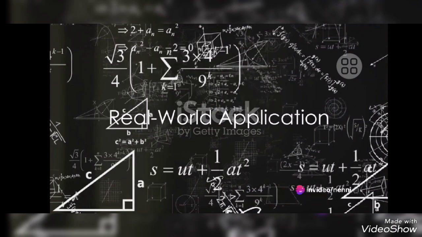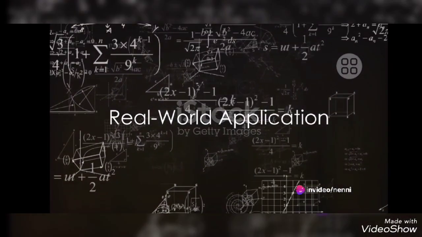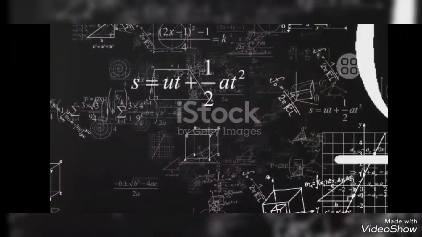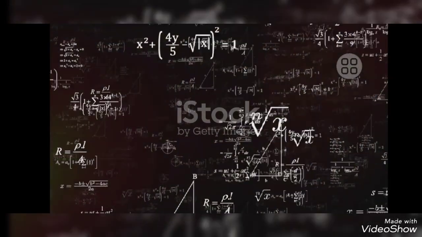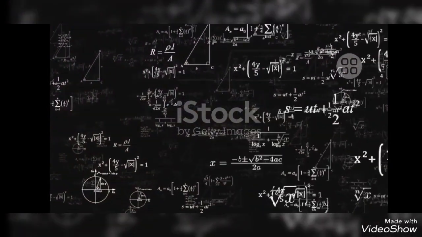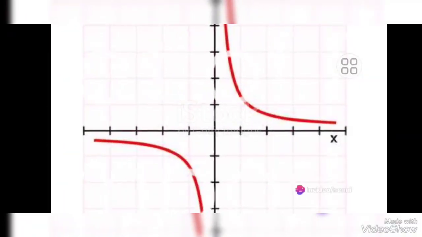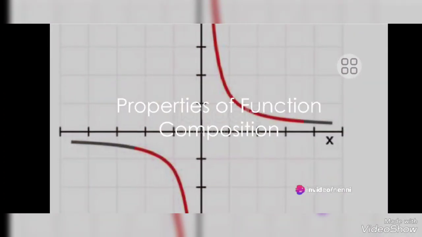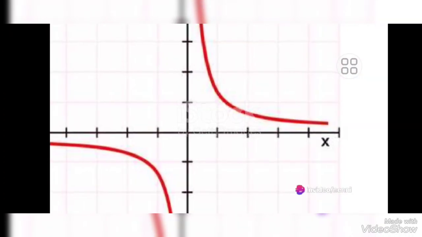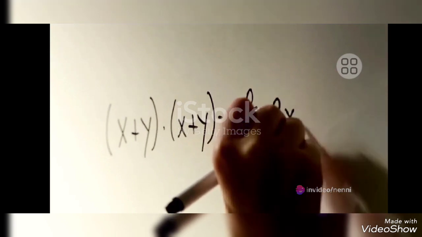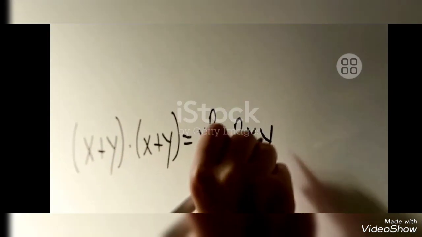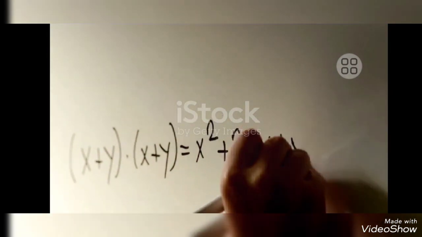In the real world, this could be calculating shipping costs based on the weight of a package. The first function converts weight to cost per unit weight, and the second function multiplies it by the number of units. But tread carefully. The composition of functions usually doesn't follow the commutative property, meaning the order of composition matters. However, it does follow the associative property, meaning you can group functions without affecting the result.